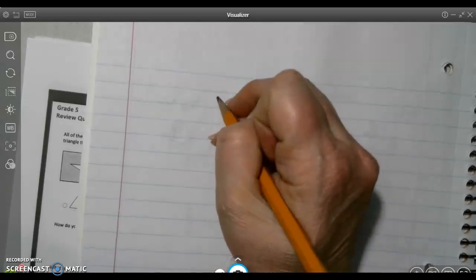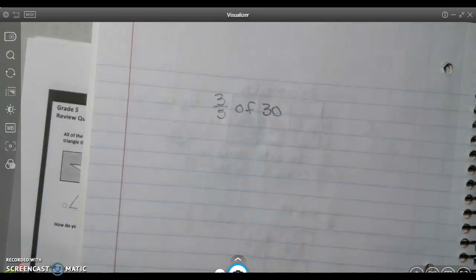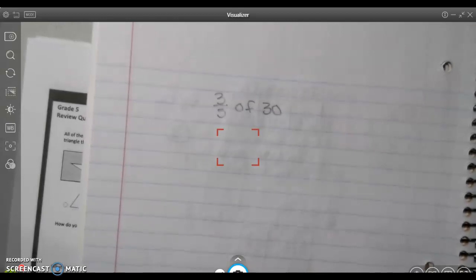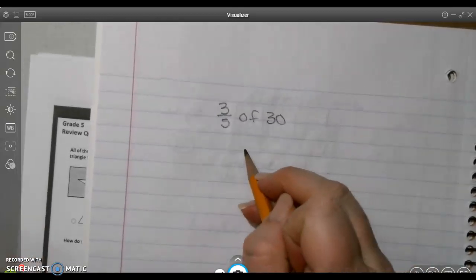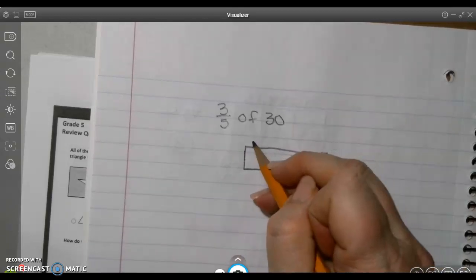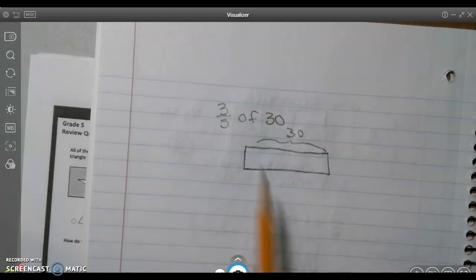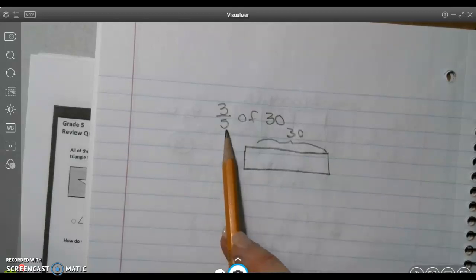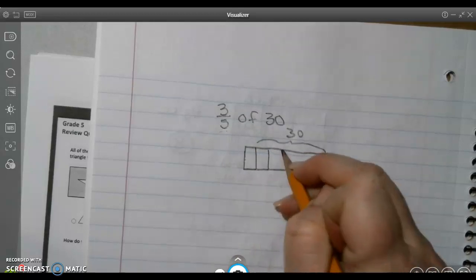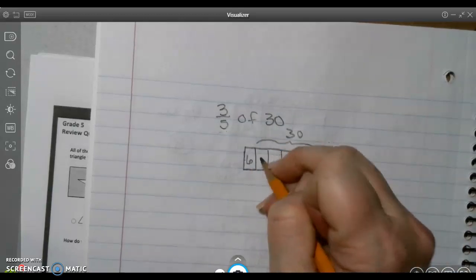So the first question that it asked was 3/5 of 30. So if 3/5 of 30 is our first question, we're going to do our bar model. And this whole bar model represents 30, right? And it tells us that it's divided into fifths. 1, 2, 3, 4, 5, right? And so if 30 is divided into 5 parts, what would each of those parts be? That's right, it would be 6.